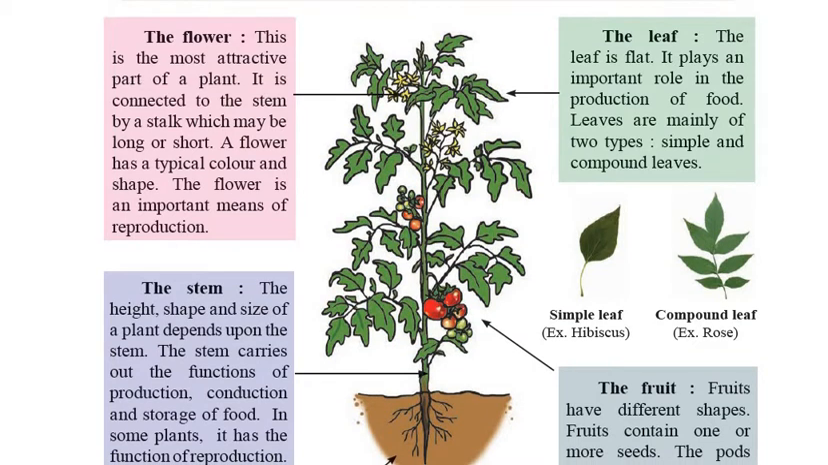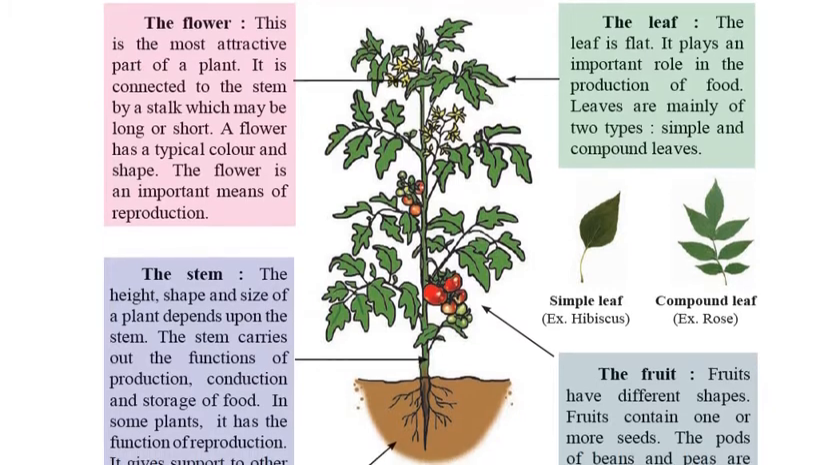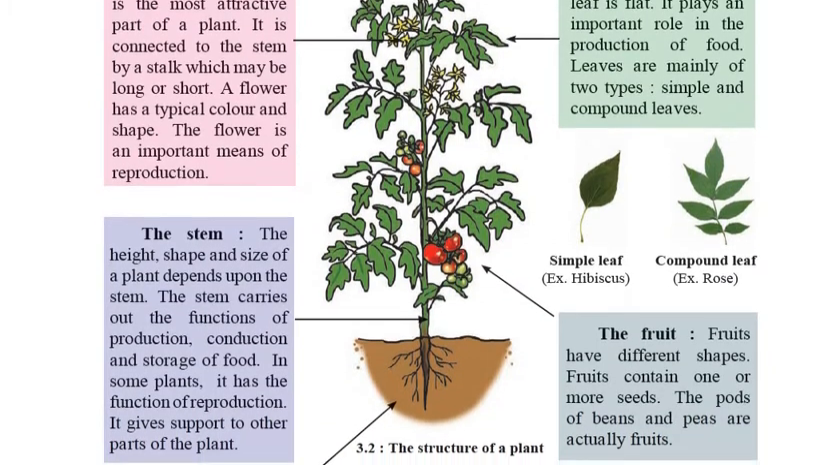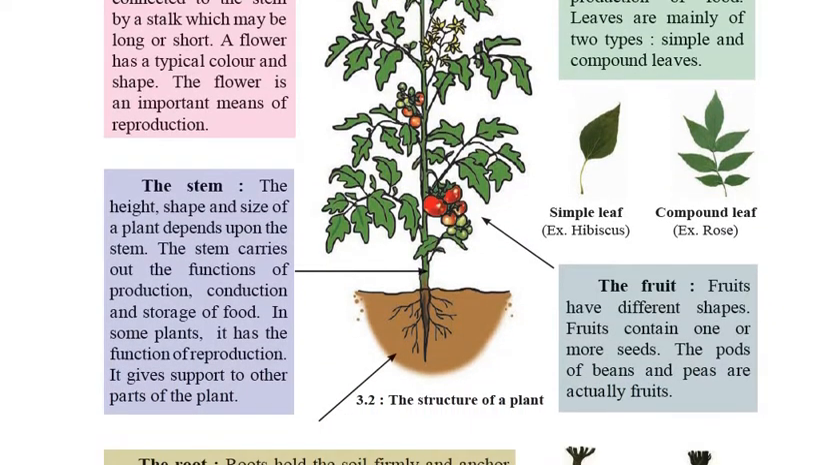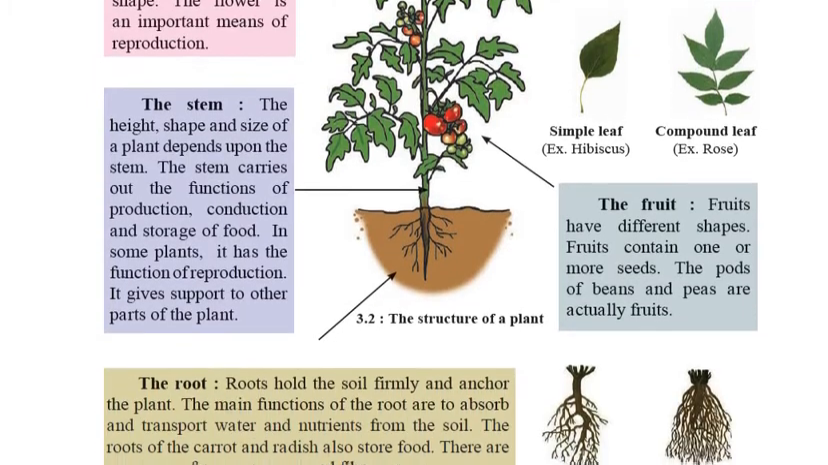The flower. This is the most attractive part of a plant. It is connected to the stem by a stalk which may be long or short. A flower has a typical color and shape. The flower is an important means of reproduction. The leaf. The leaf is flat. It plays an important role in the production of food. Leaves are mainly of two types: simple and compound leaves.